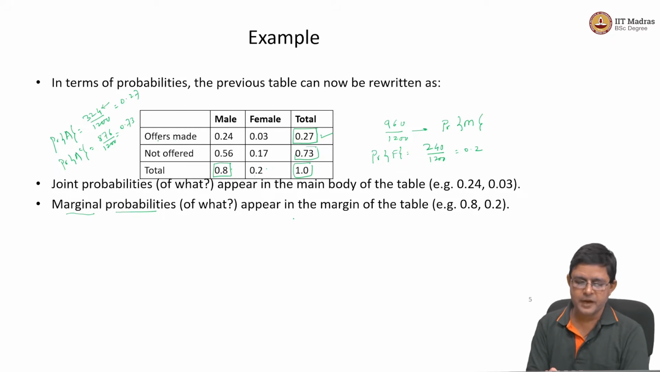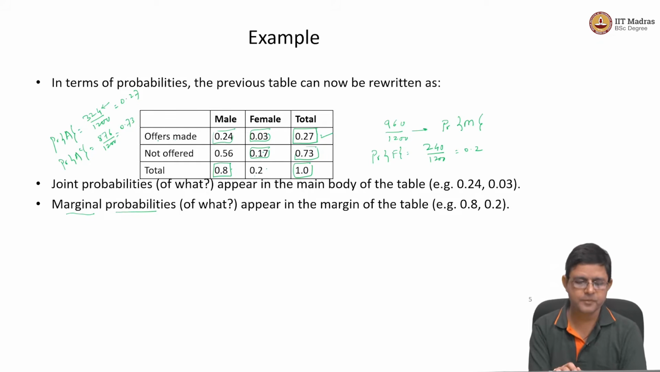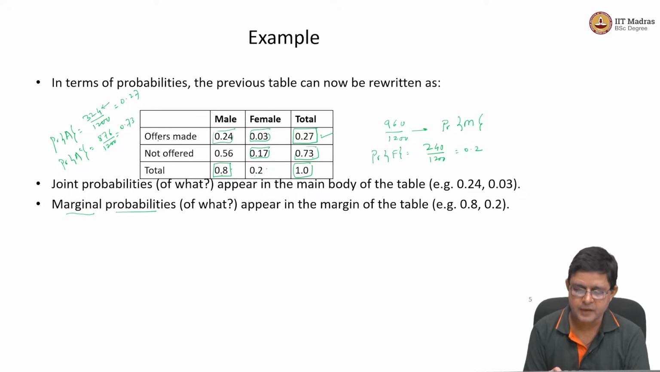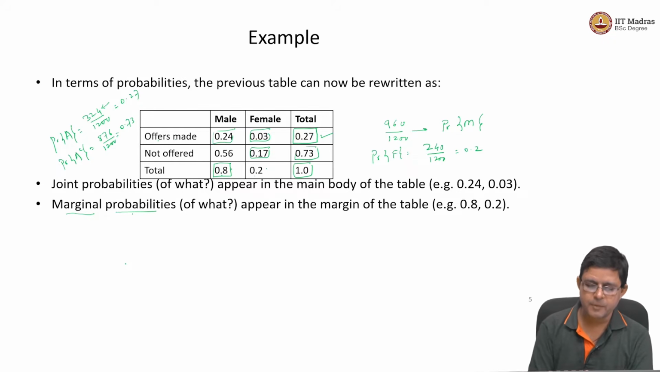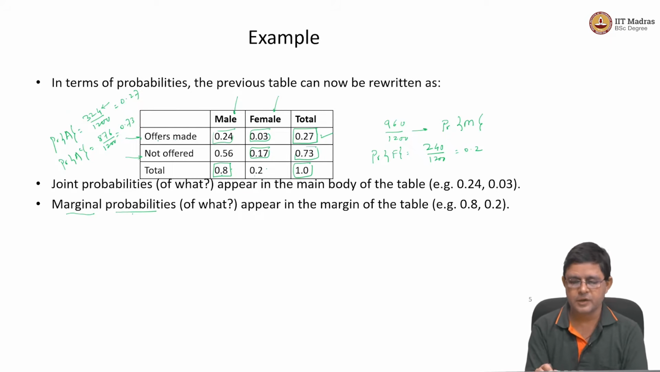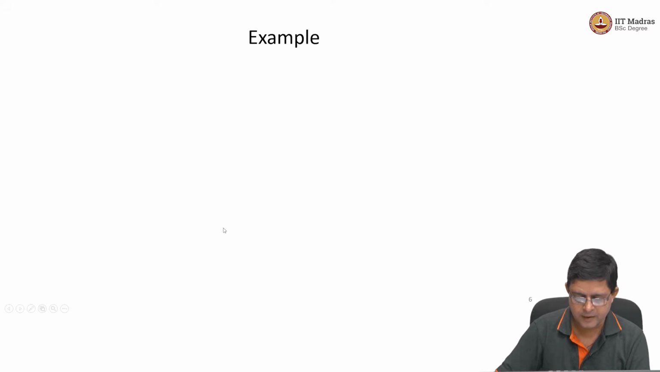So, now we have described two kinds of probabilities from our contingency table. These 0.24, 0.03, 0.17 were called joint probabilities, and these 0.8, 0.2, 0.27, 0.73 are called marginal probabilities. Marginal probability of this event happening, or this event, or this event, those are the corresponding numbers. I hope you are with me, otherwise you can pause and go back again, right.